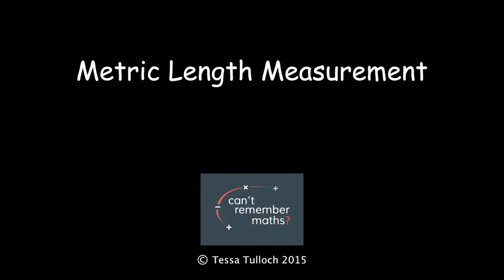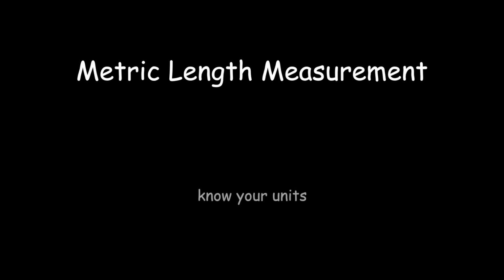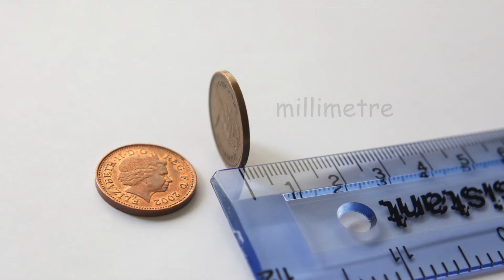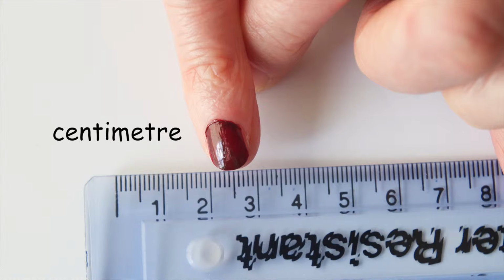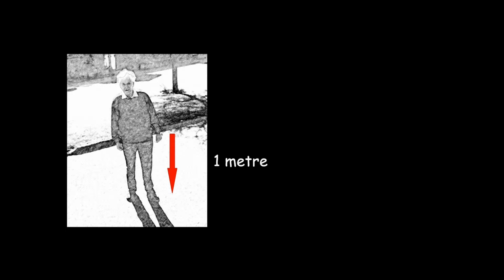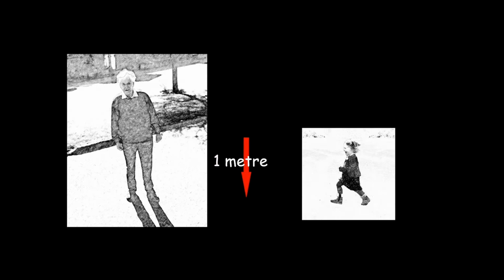Metric length measurement. Before measuring length using the metric system, you need to know the different units of length usually used. The smallest is the millimetre, which is about the width of a 1p coin in the United Kingdom. A centimetre is roughly the width of your little fingernail. And a metre, for the average adult standing up, is about the distance from the waist to the floor. Many 3-year-old children are about a metre tall.